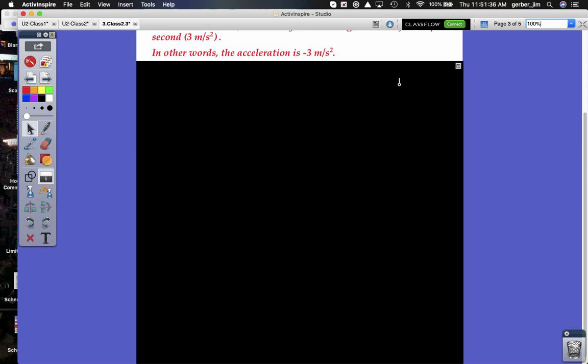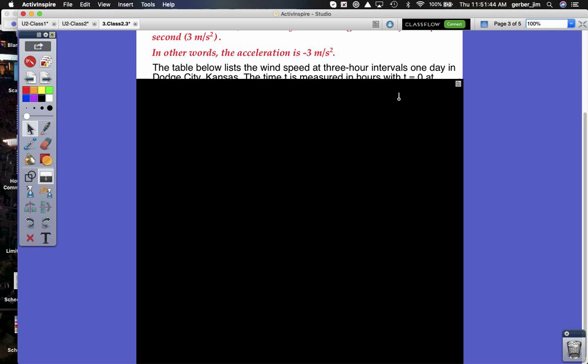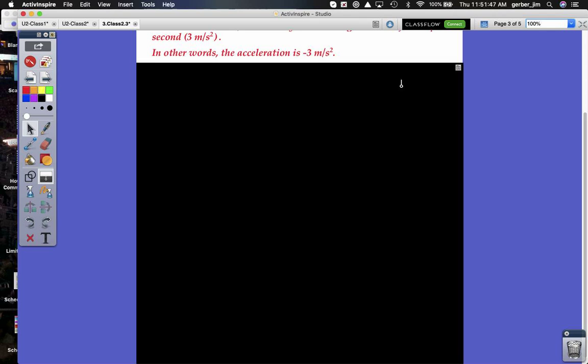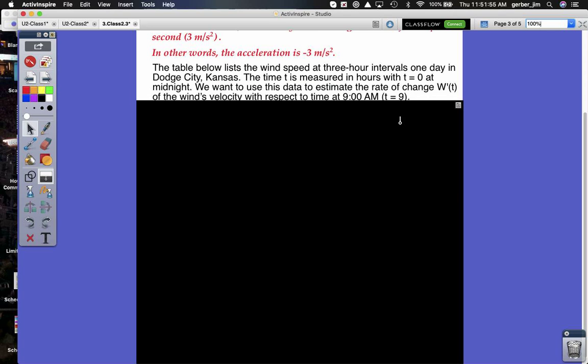But what do we do if we want to find a rate of change, if we want to find a derivative, when we're not given a function, so we can't use those formulas? Maybe all we're given is a table. In fact, that's probably more common. It's usually much easier to gather data in a table than it is to actually come up with a function that represents the data. So here's an example.